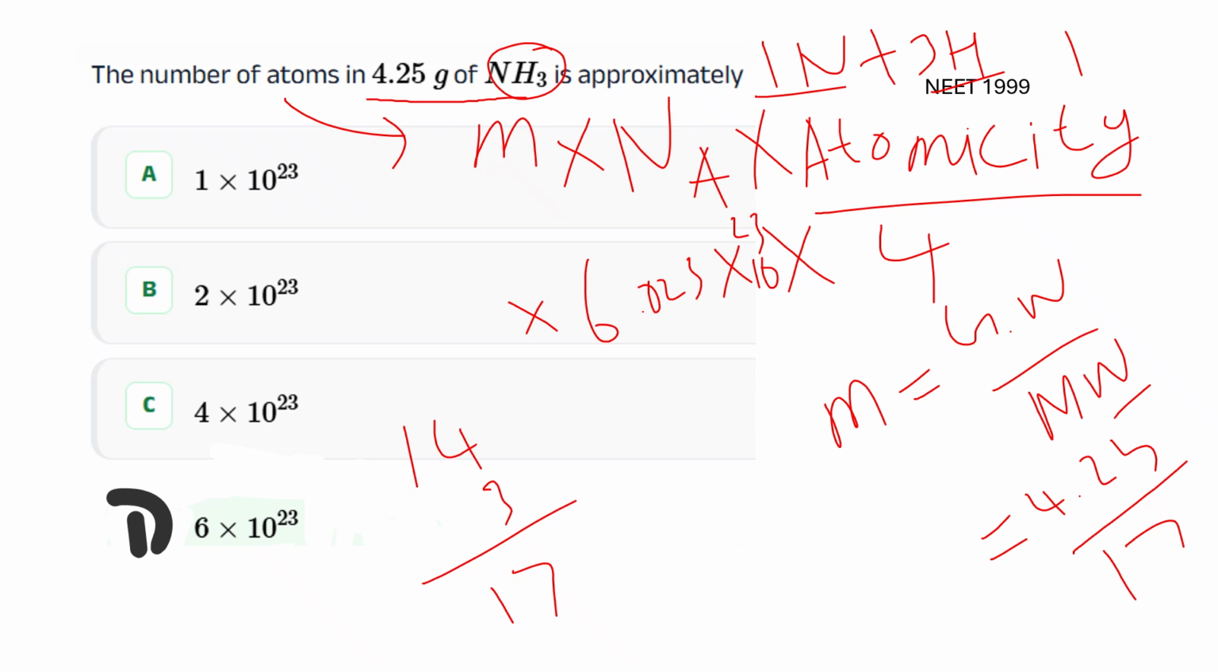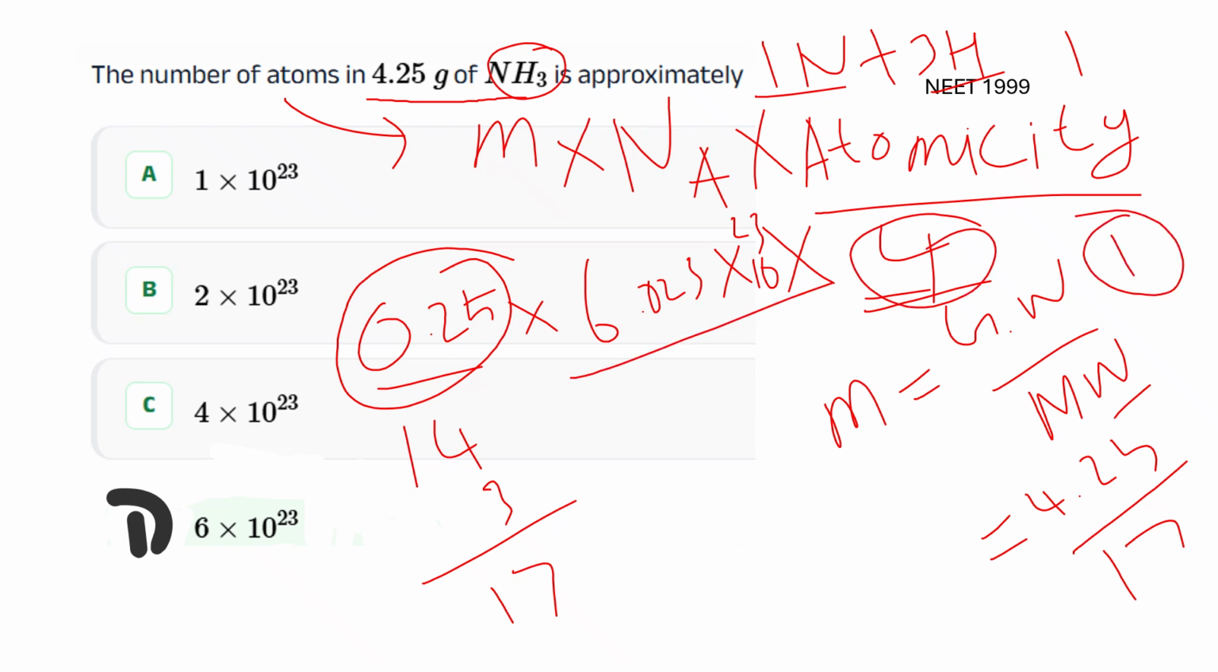Let's solve 4.25 divided by 17. You will get around 0.25. This is the number of moles. If you multiply 0.25 with this 4, you will get 1. So 1 into 6.023 into 10 to the power 23 is also 6.023 into 10 to the power 23, because anything multiplied by 1 gives the same thing. So the answer is 6.023 into 10 to the power 23. Okay, let's see the next question.